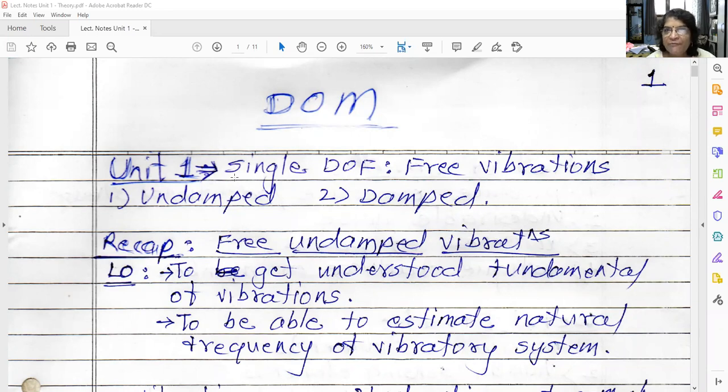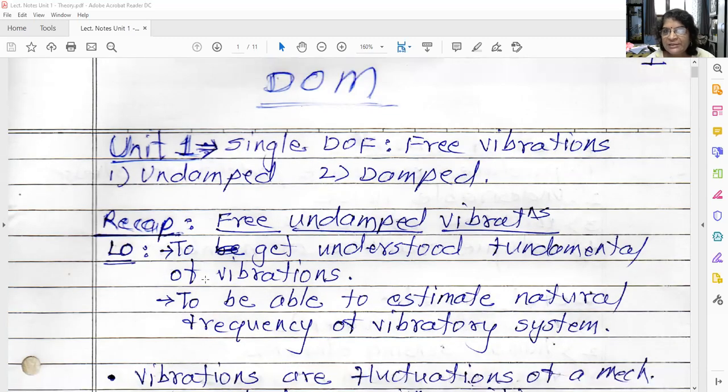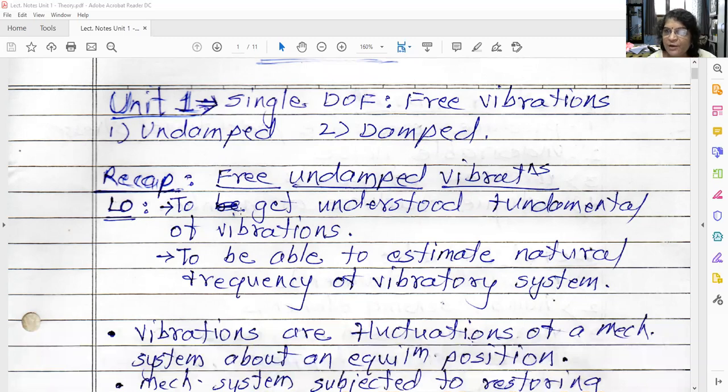Unit number 1 is on single DOF system, which consists of free vibrations. There are two parts of free vibrations: undamped vibration and damped vibration. Today first we will see the undamped free vibration, and we are going to solve problems on undamped free vibration. What is the learning outcome of today's lecture?